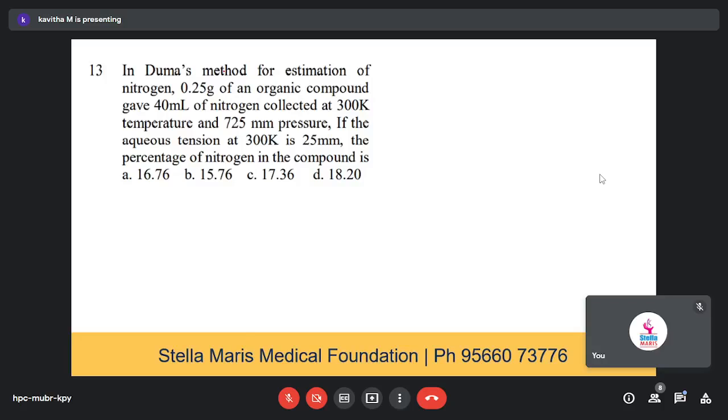Please note down this. This is your homework. In the Dumas method, the nitrogen is collected as nitrogen gas itself, so you have to calculate in terms of temperature and pressure. This calculation is somewhat different from the remaining ones. So this is your homework. Tomorrow I'll tell you the answer for this.